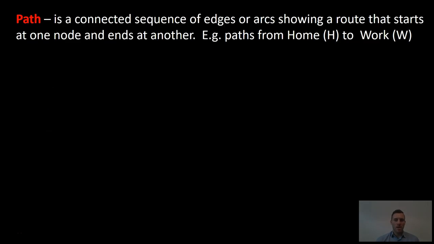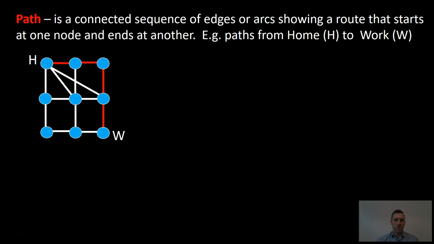Have you ever gone somewhere and wondered which path you might take? When you go somewhere regularly, like school or work, you might try to take a different path each day to keep things interesting. Remember, a path in a network is a connected sequence of edges or arcs showing a route that starts at one node and ends at another.